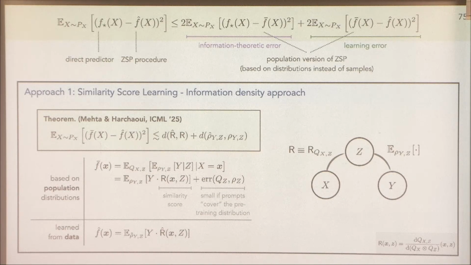Here, in this similarity score learning approach, you capture the relationship between x and z with the Radon-Nikodym derivative, which you can use both ways, to go from z to x and x to z, and that's why I'm not using an edge here. And then you're using a trick, which is this composition rule, and that's exactly the tower property, by the way, for conditional expectations, to go to y.